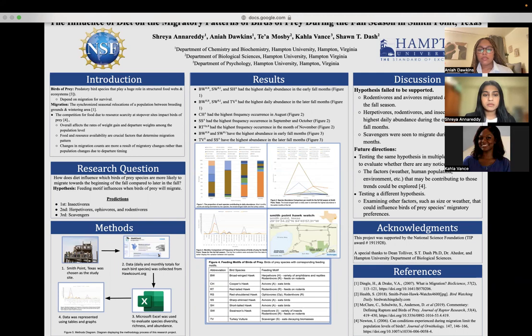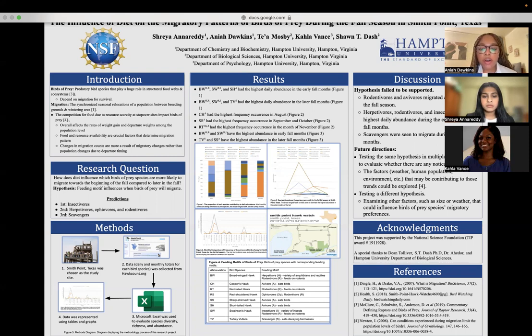Those figures were created from a visual representation to identify which species migrated more towards the beginning compared to the later months, and thus helping us see if the feeding motifs do or do not have an influence on the migratory patterns of the birds of prey species. So next, we're going to talk about the results section. I'm going to segue to Anaya.